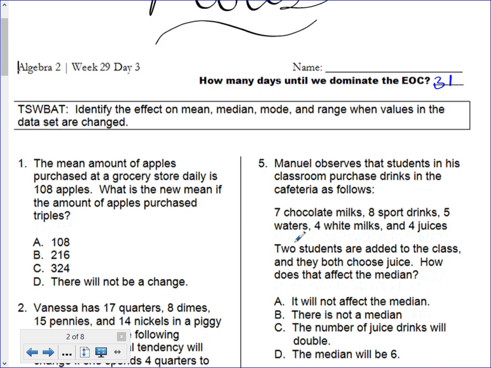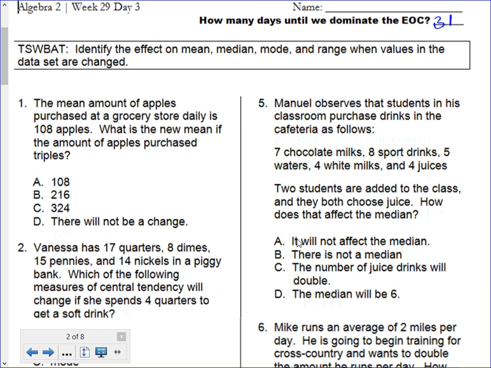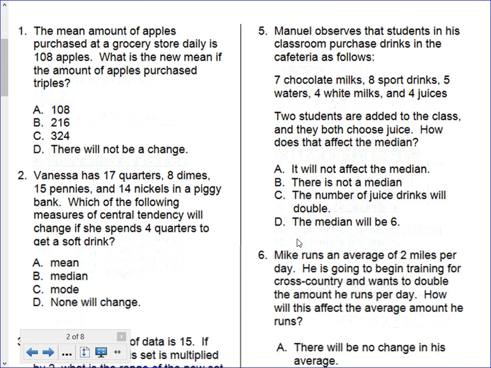This stuff might look familiar if you had Mr. Rollins. I said, Mr. Rollins, what do you teach your students about mean, median, and mode in Algebra 1? And here it is. So this is prior knowledge that I expect you to have.